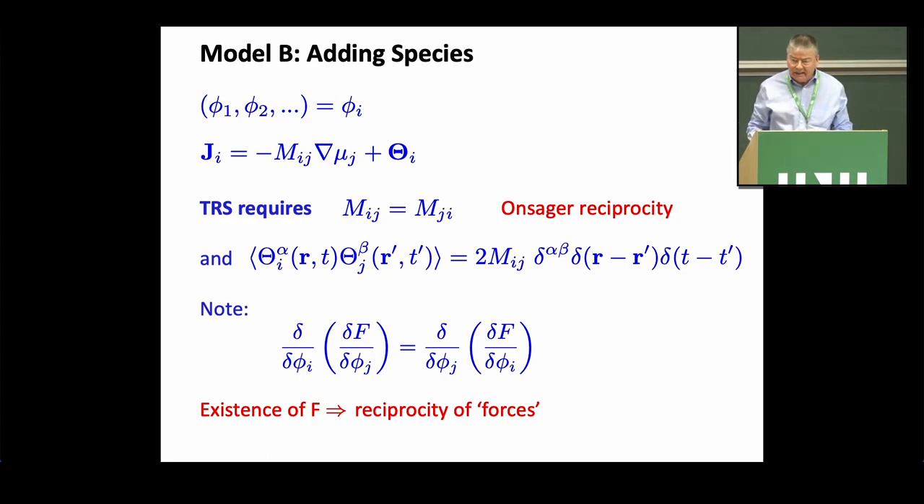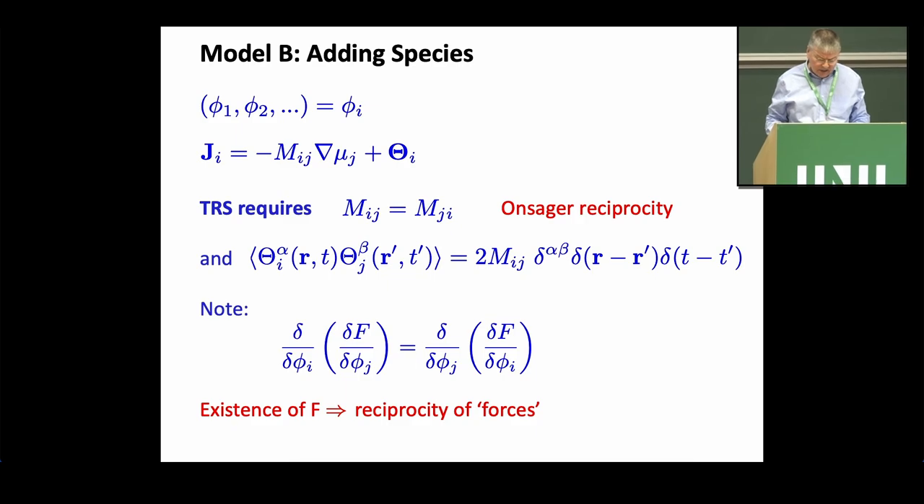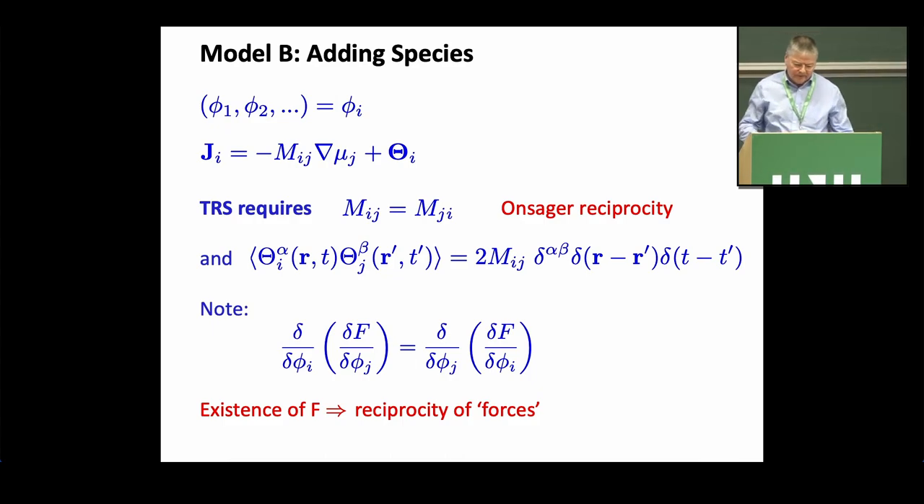And also kind of automatically, having written that down in terms of gradients of chemical potential, at the bottom of this slide, it just says that if I take the derivative with respect to one species of the chemical potential of another, then I can swap the indices over. So you can think of that last statement as a statement of reciprocity. So Onsager reciprocity is to do with the mobilities, but I can also think of reciprocity of forces, effectively Newton's third law, second law, third law, whichever. I should know, sorry. So the second derivative, if F exists, the second derivative is the same in either order.